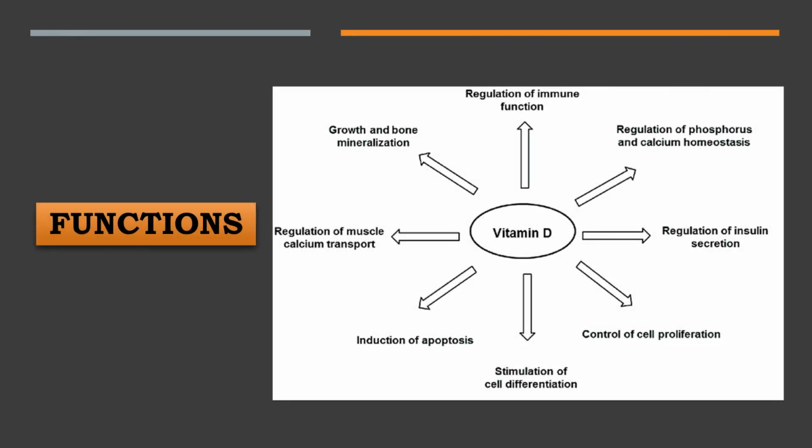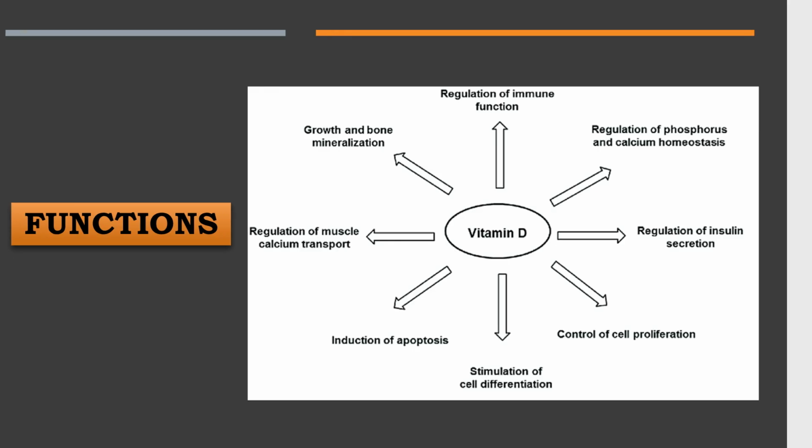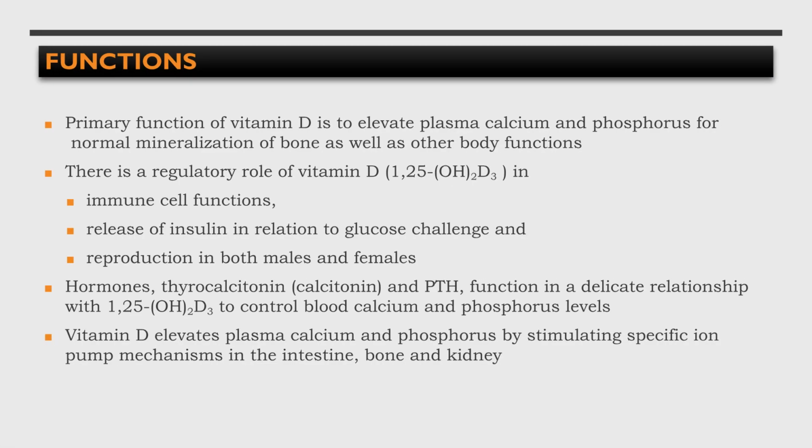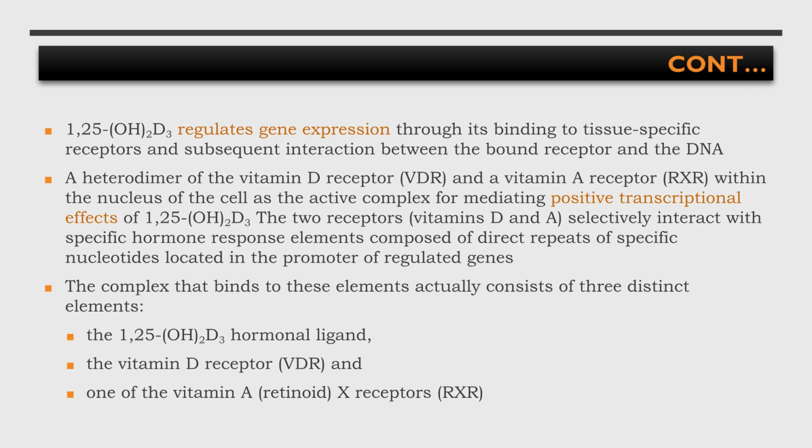Vitamin D plays a critical role in various bodily functions, including regulation of immune function, calcium and phosphorus homeostasis, bone mineralization, insulin secretion, and cell proliferation and differentiation. The primary function of vitamin D is to raise plasma calcium and phosphorus levels for bone mineralization and other functions. It also regulates immune cell functions, insulin release, and reproduction.